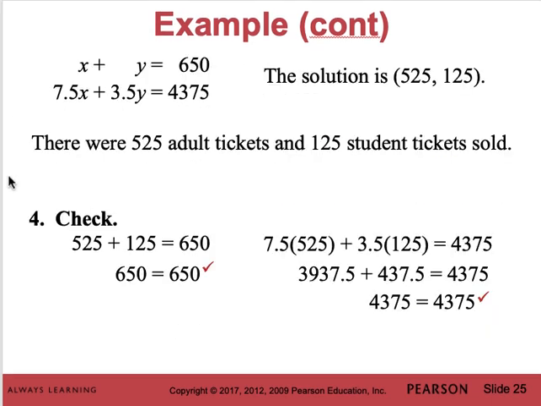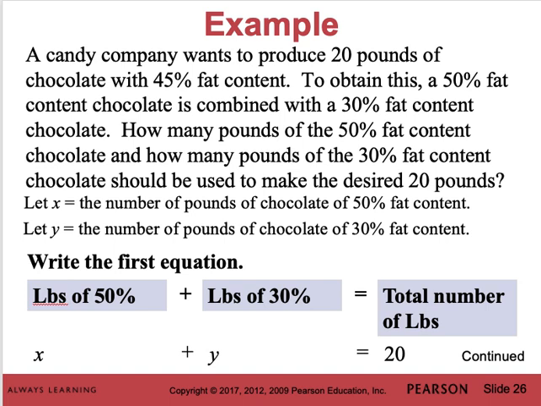So what does that mean? It means there were 525 adult tickets sold, 125 student tickets sold. We'll plug those into our equation and make sure they work, and they do. All right, we'll do one more example.